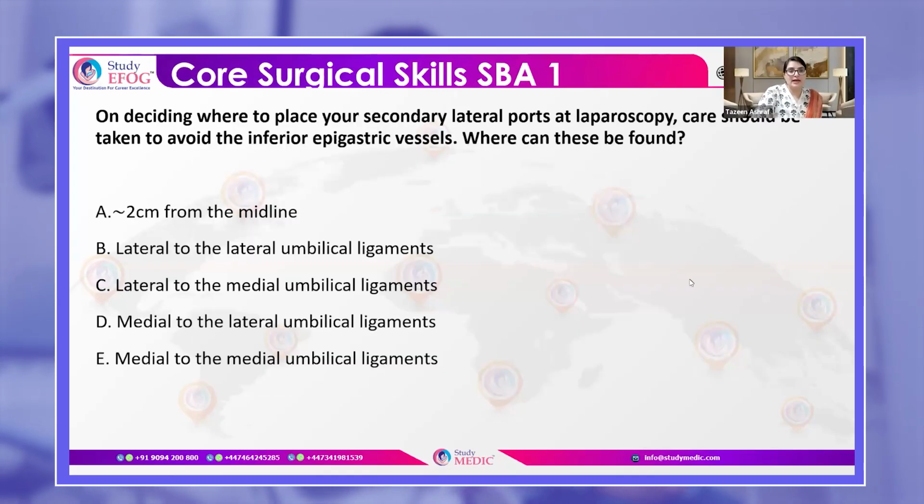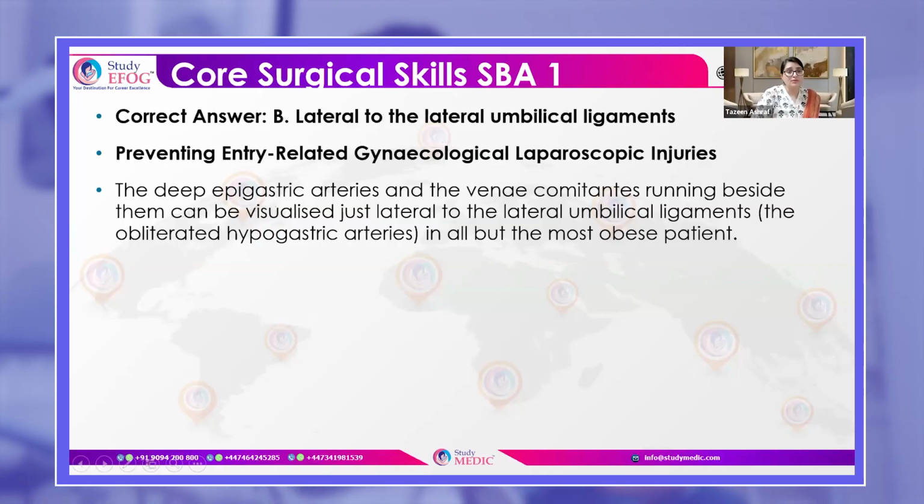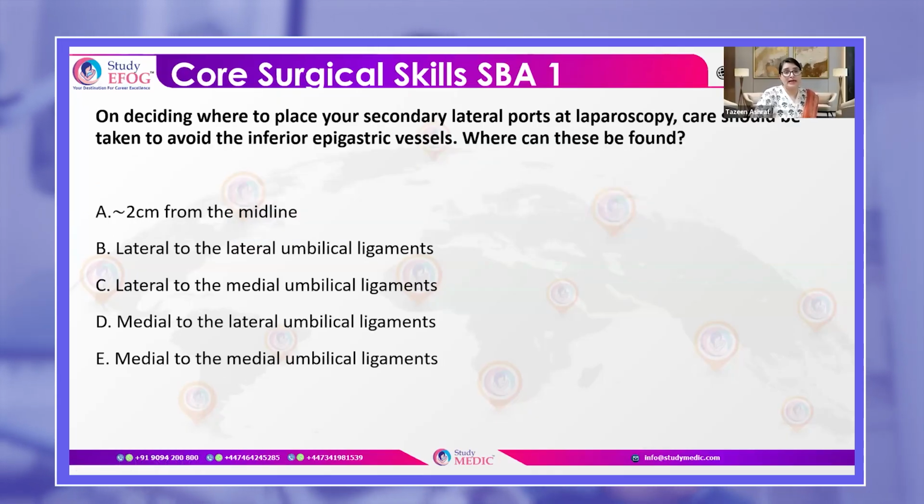So the first question is: on deciding where to place your secondary lateral ports at laparoscopy, care should be taken to avoid the inferior epigastrics. Where can these vessels be found? 2 centimeters from the midline, lateral to the lateral umbilical ligament, lateral to the medial umbilical ligament, medial to the lateral umbilical ligament, or medial to the medial umbilical ligament.